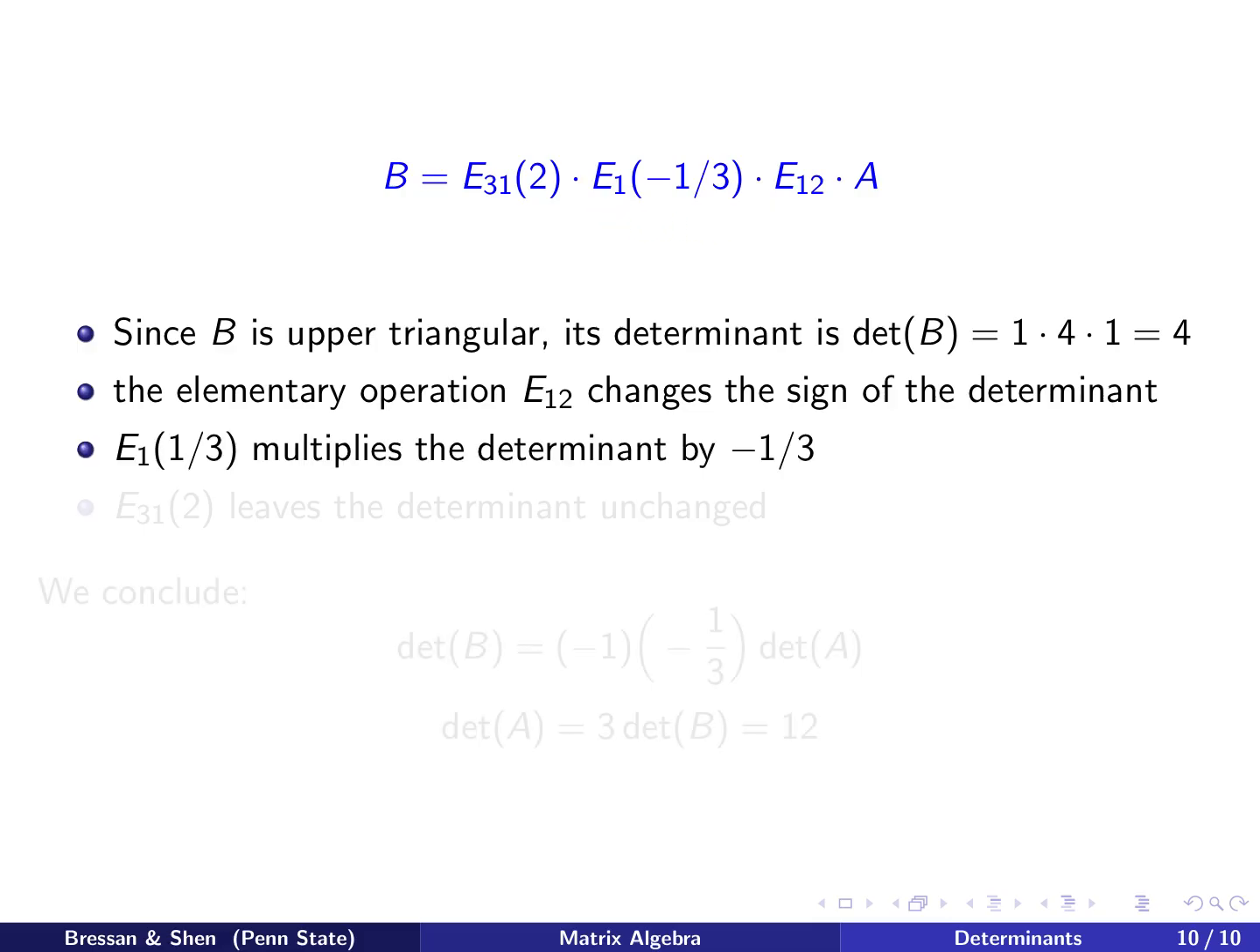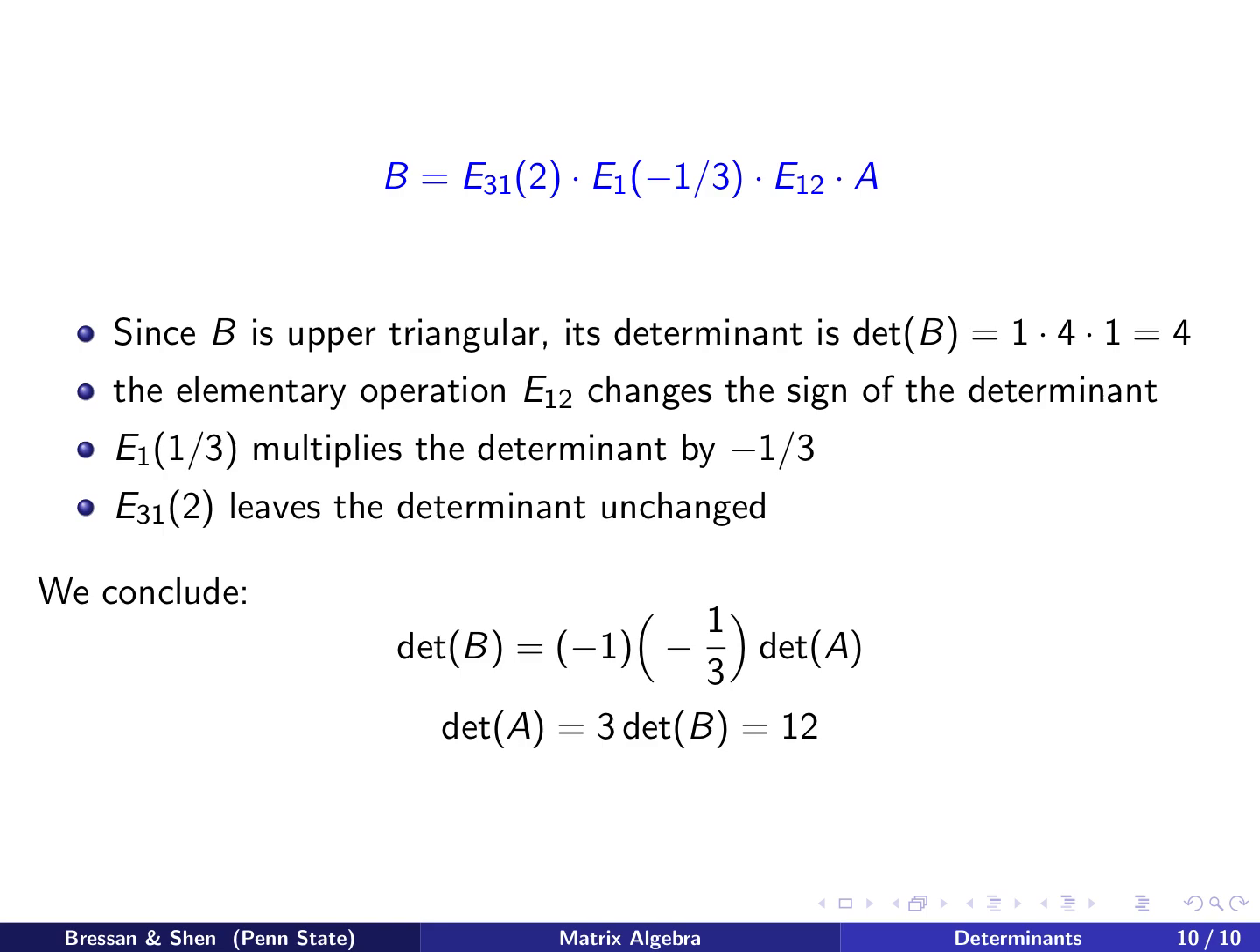And then multiplying row 1 by negative 1/3 will multiply the determinant by negative 1/3. And then the last one does not change the determinant. Now we can collect all of these, and we write that the determinant of B would be the determinant of A, and then this one will give us a negative 1 sign because it switches, and this one multiplied by negative 1/3, and this one does nothing. So we have this identity.